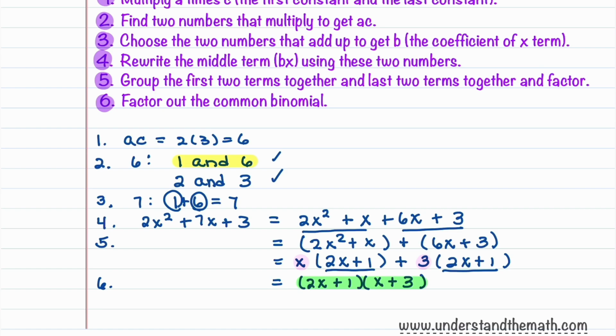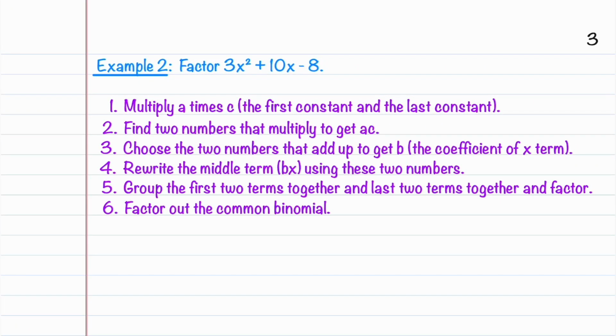Let's do one more example just to make sure that you get the hang of this. I chose this example because the constant term is negative, and I think that makes the problem just a little bit more complicated. Let's go ahead and start walking through our steps. Our first step says that we're going to multiply a times c, so that's our first constant, 3, times our last constant, minus 8, and it's equal to minus 24. Step 2 then says we're going to take the number minus 24, and we're going to see what two numbers multiply to get this number.